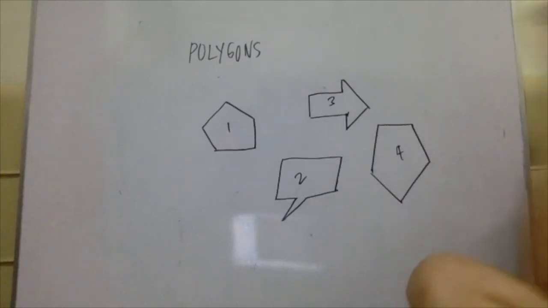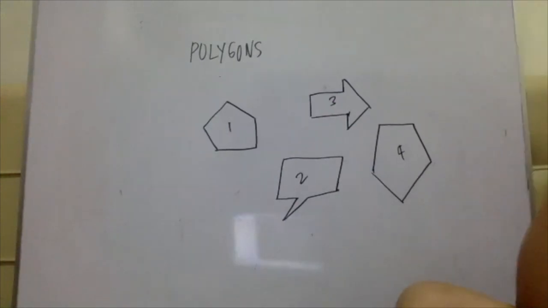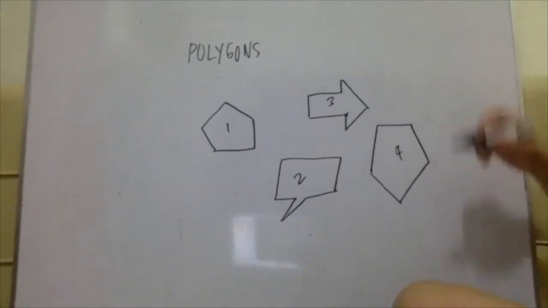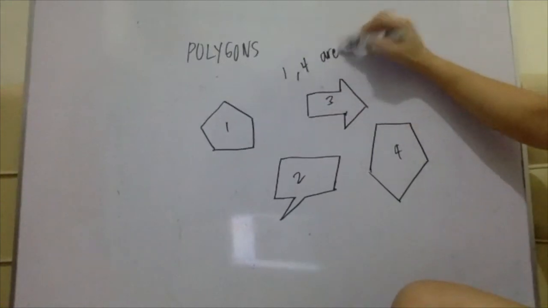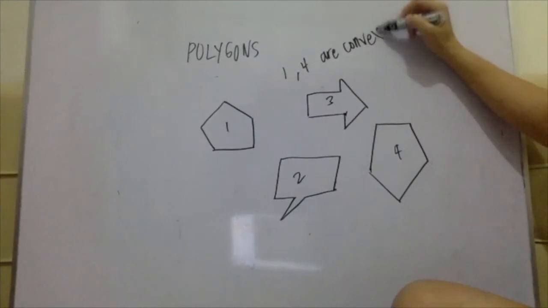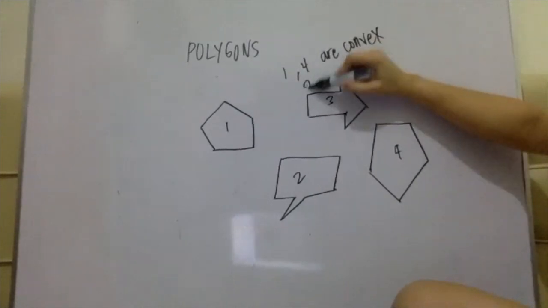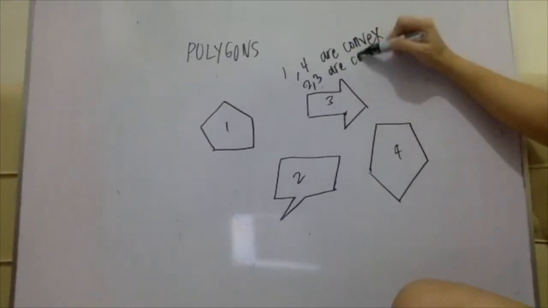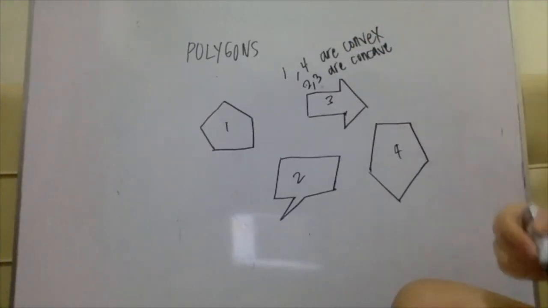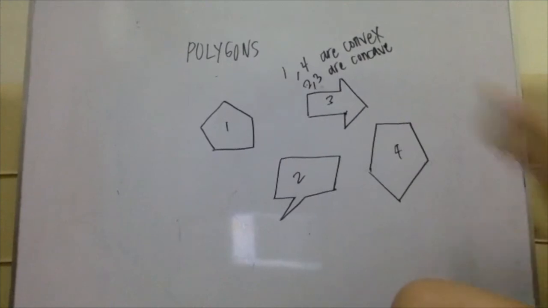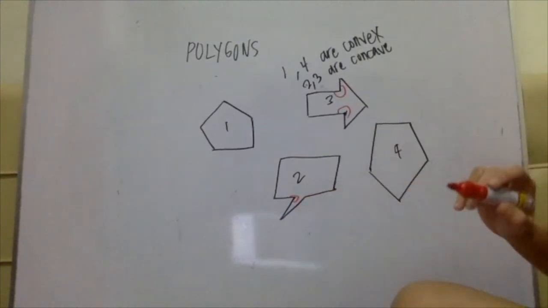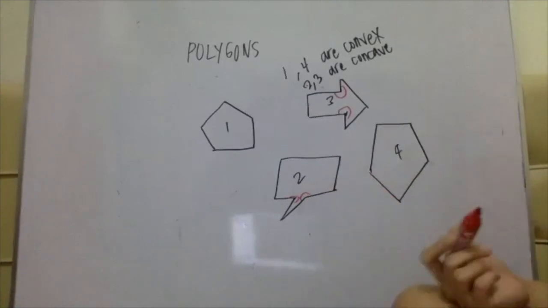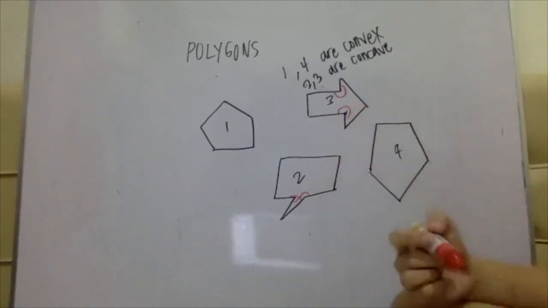Okay, alin dito yung mga concave, alin dito yung mga convex? Itong 1 and 4 are convex. Okay? Yung 2 and 3 are concave. Okay, kasi kung titira mo yung interior angle mo dito, lagpas 180. Same with this one. Ito rin, lagpas din sa 180. So, itong dalawa, these are concave.